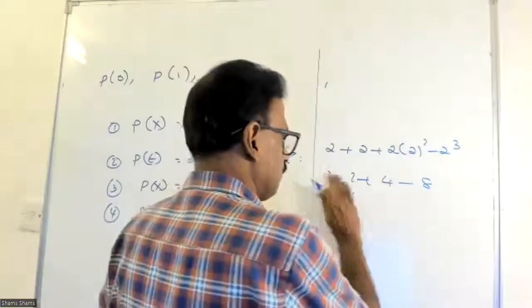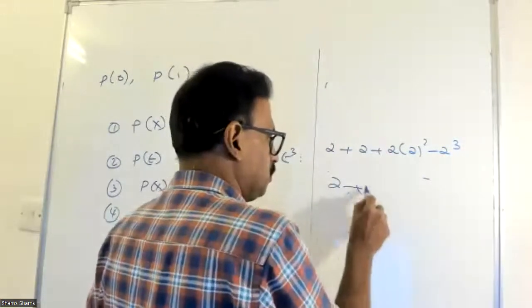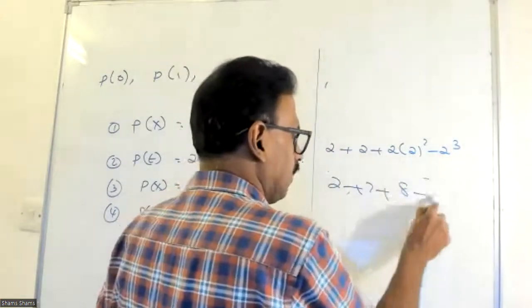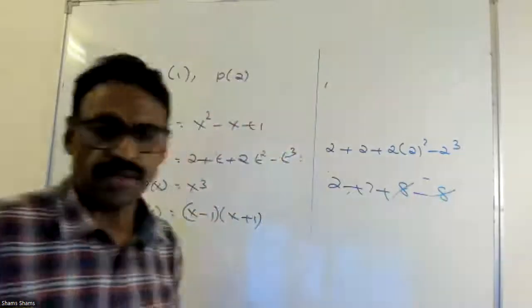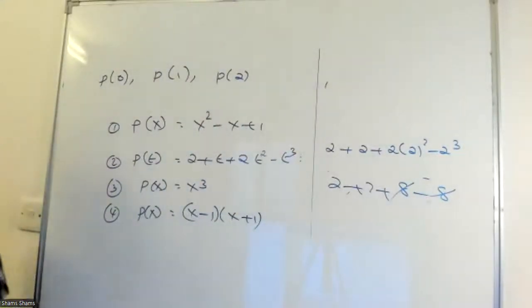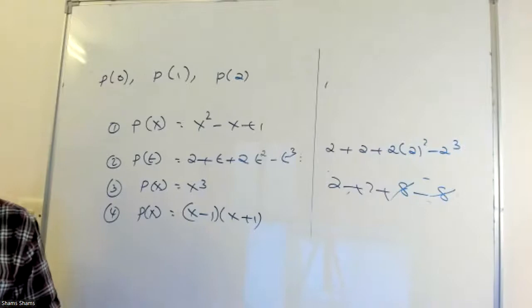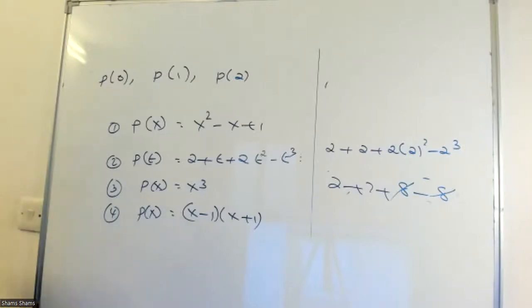So 4. Okay, look, 2 plus 2 plus 8 minus 8. So plus 8 minus 8. Yeah, answer is 4. So second answer is 2, 4, 4, right? Yes, sir. Now, those who made mistake, correct it.